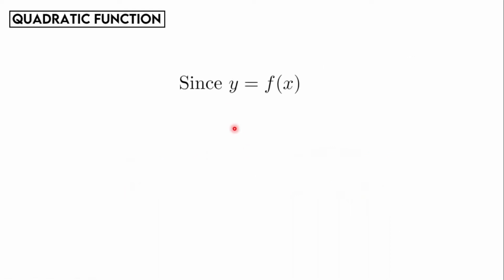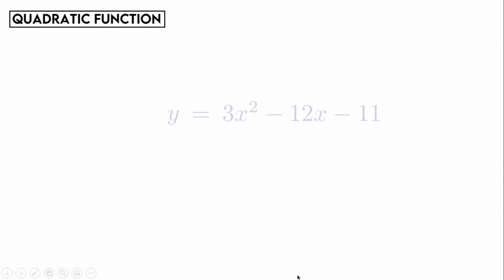Now, since y is a function of x, the quadratic function y is equal to ax squared plus bx plus c can also be written as f of x equals ax squared plus bx plus c. So for example, if we have the quadratic function y is equal to 3x squared minus 12x minus 11, we can replace y with f of x.